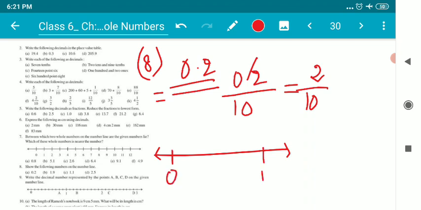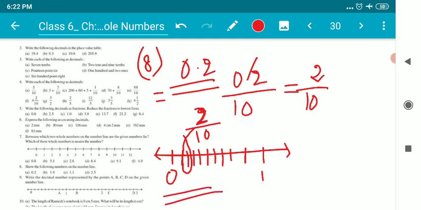Okay. So 10 is the denominator. So let us make it into 10 equal parts. I made 10 equal parts. First part is 1 by 10. Second part is 2 by 10. Okay children, so this is how we have to represent the numbers. I hope it's clear to everyone.